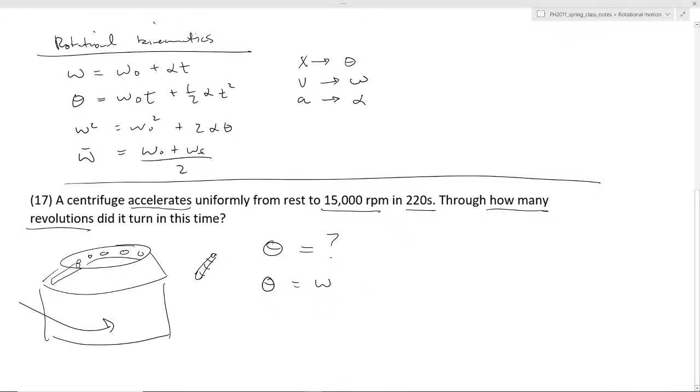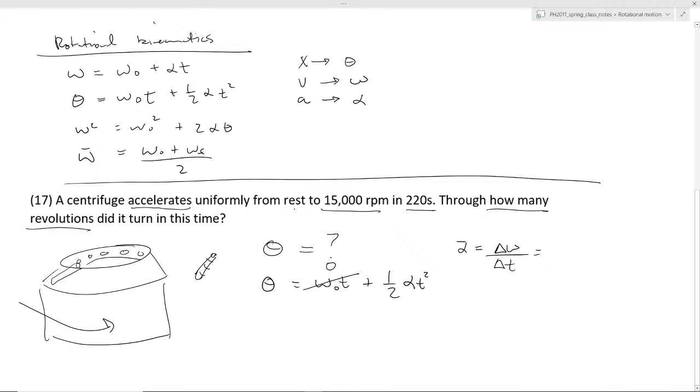Basically, theta is the initial angular velocity times t plus 1/2 alpha t squared. We know t. If it's starting from rest, that means the first term would be 0. But we don't actually know alpha, but we can calculate it here really quickly. If it's uniform, we can just calculate the average, and that's given by the change in omega over change in time. So it's directly analogous to average acceleration being given by change in velocity over change in time.